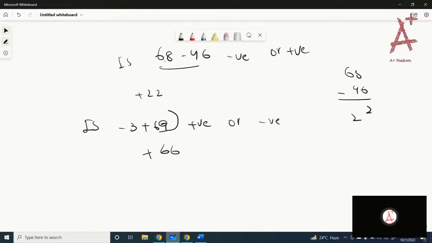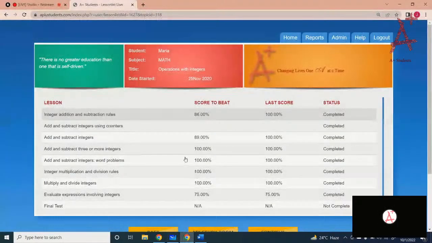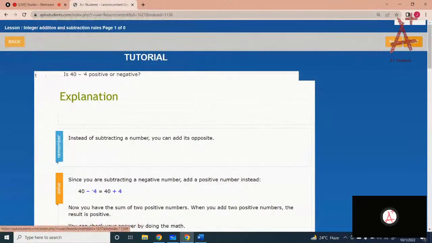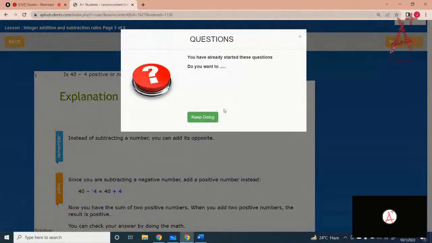Okay, let's just start with a test for this topic. Addition and subtraction rules. And let's start with the test.